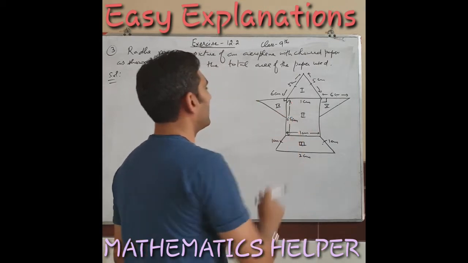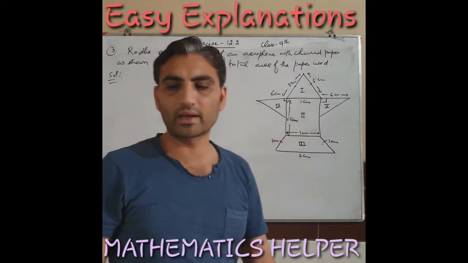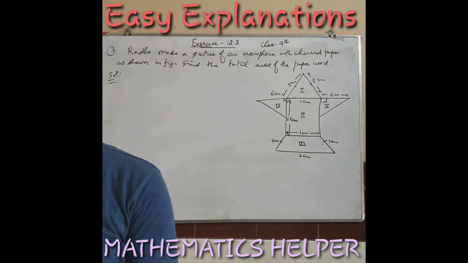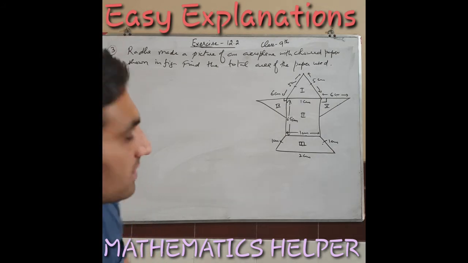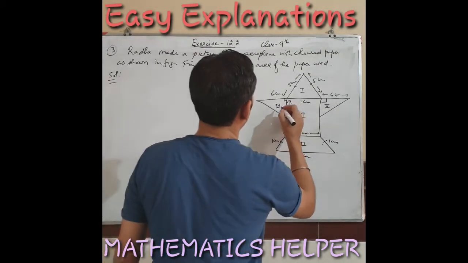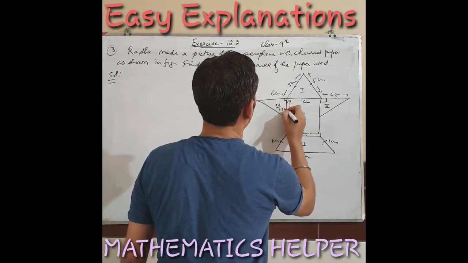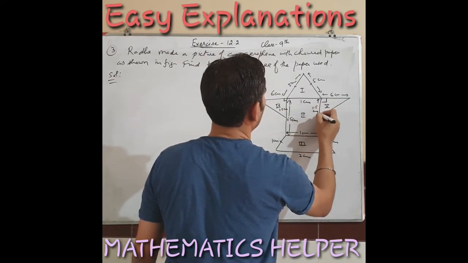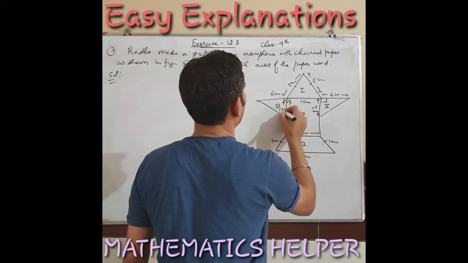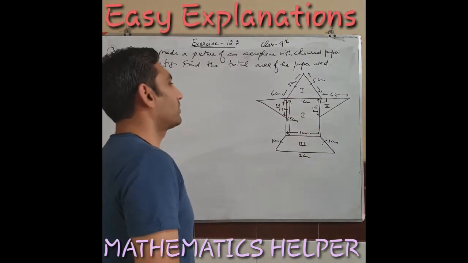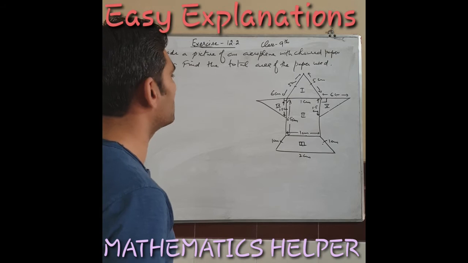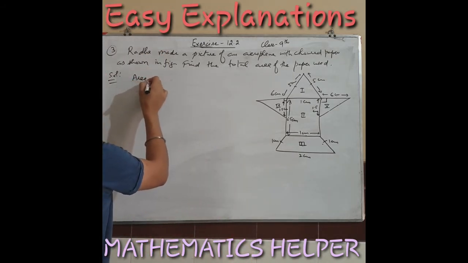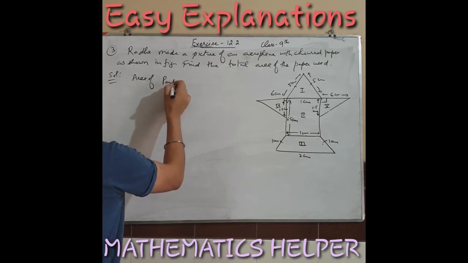Let me see what value is given for this triangle. Let me check this value once. It is 1.5 centimeters given. Here also it will be 1.5 centimeters. So we have their values now, and our calculation of their areas will start. We will start from the first part, area of part 1.